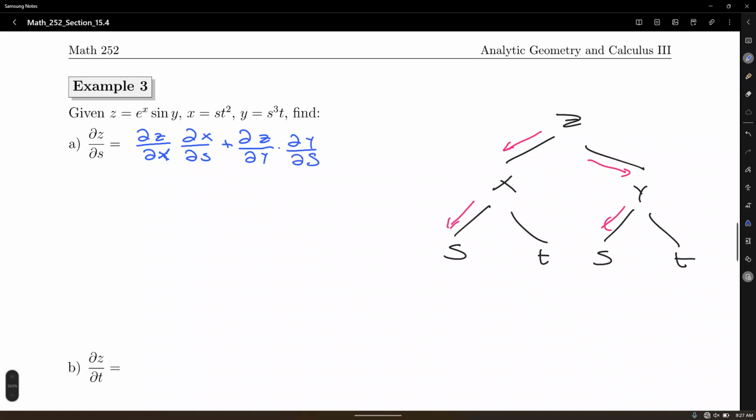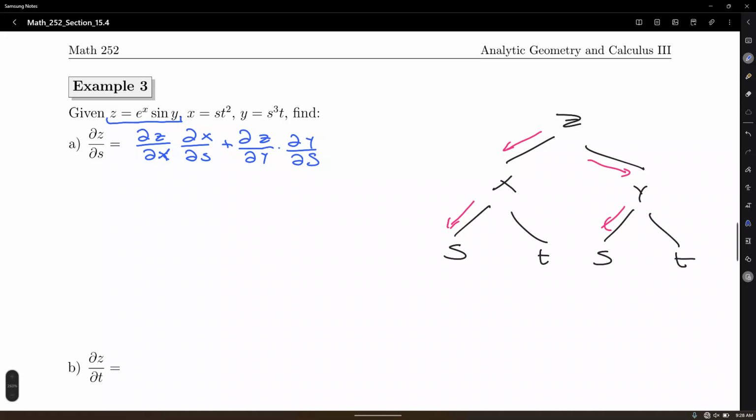So here we're looking for the change of z with respect to the change of s, however going through two contributions, the x contribution and the y contribution. Well, let's find the required partial derivatives. That is, the derivative of the function z, which depends on x and y. We will differentiate this with respect to x and with respect to y in a second.